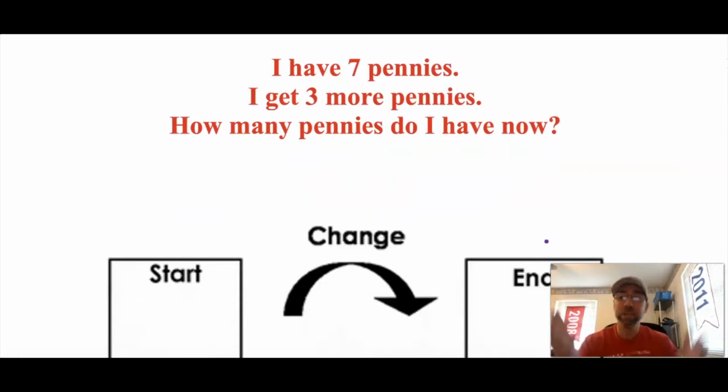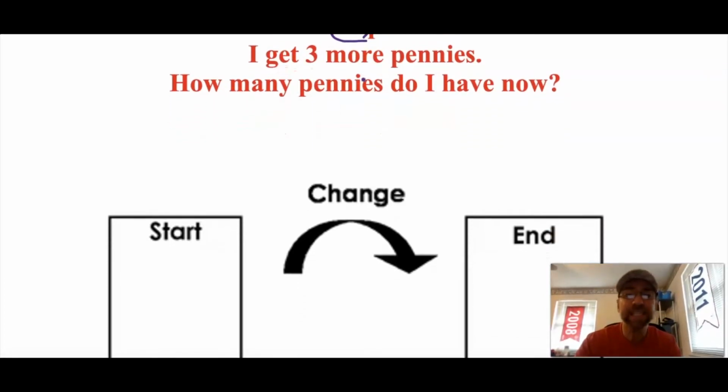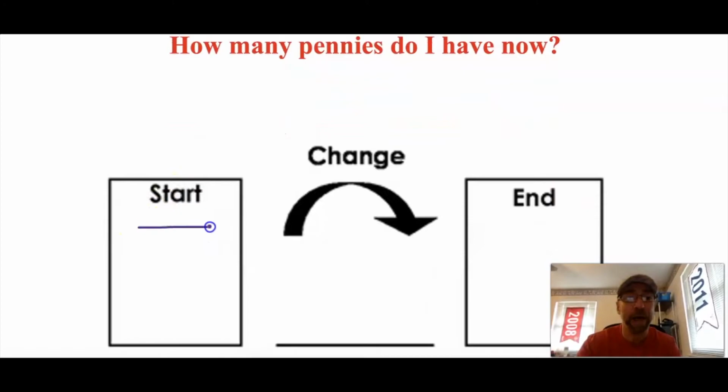This time, my story is still about pennies. Let's read it together. I have 7 pennies. I get 3 more pennies. How many pennies do I have now? So let's fill out our start, change, end. I start with 7 pennies. Let's put a 7 in our start box.